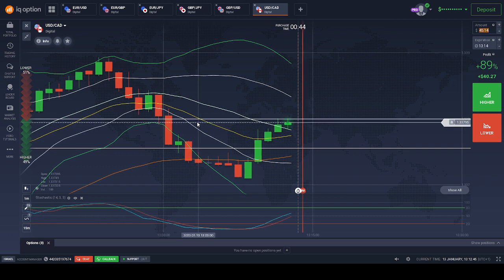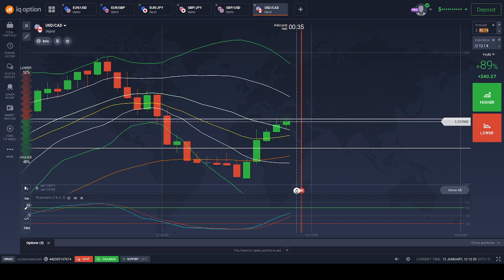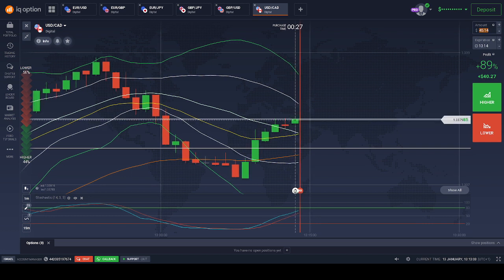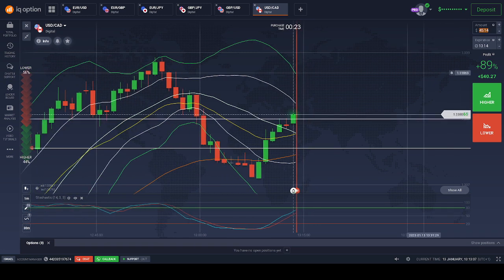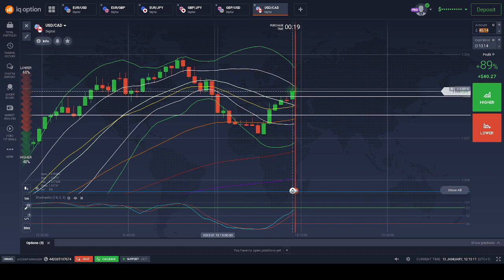What do we do? Wait. This one suggests that I want to get down, not as a retracement, but I will get down from this level.